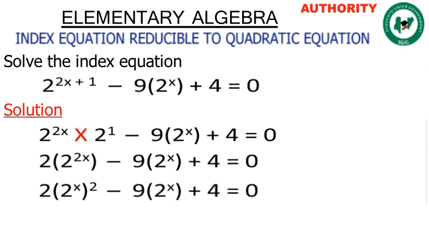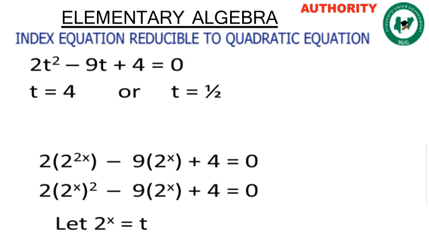Let's do something about this first term. So let's take the square outside the bracket. We're going to have 2, open bracket, 2 raised to power x, close the bracket, raised to power 2. This is still the same. Now we have minus 9, open bracket, 2 raised to power x, close the bracket, plus 4 is equal to 0. Now from here, let's call 2 raised to power x something so that it will be easy for us to solve. For instance, let 2 raised to power x be equal to t. Anywhere we see 2 raised to power x, let's just replace it with t.